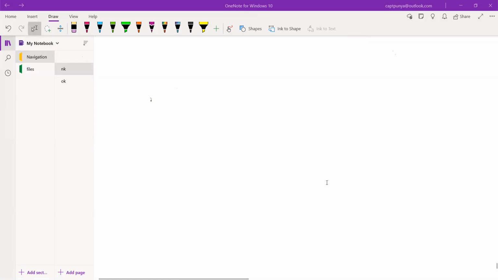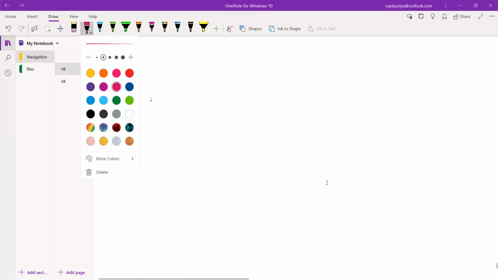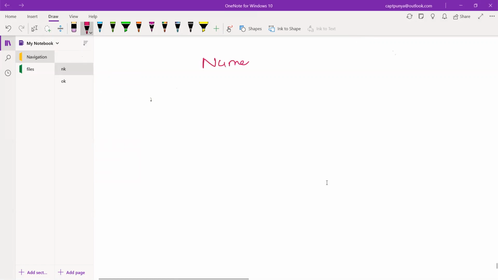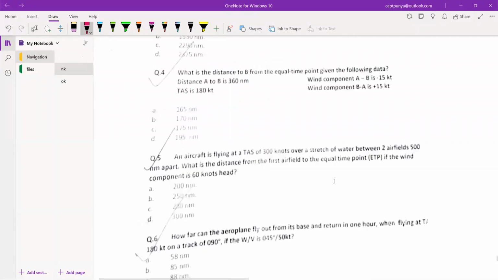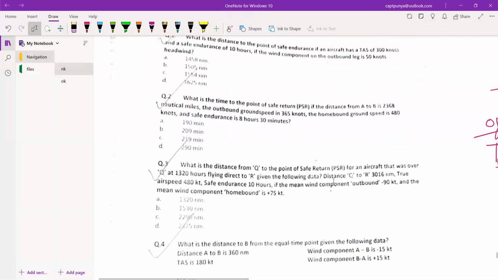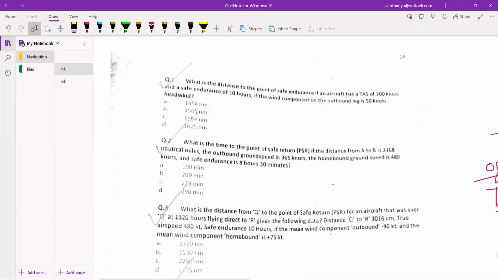Now, guys, if I talk about the numericals, these numericals do not just come in the CPL navigation exam, but they also come in your ATPL nav exam. So it is no different. If you're preparing for your CPL nav, you're automatically preparing for your ATPL nav. They are not different. I'm going to discuss all the types of numericals which come, and I have selected different types of questions for you. So these kinds of questions are going to come in your exam. Let's start with question number one.